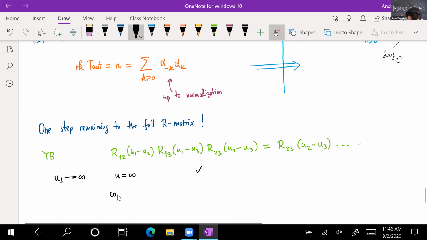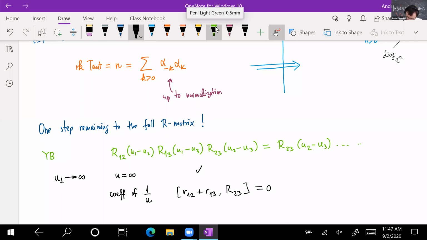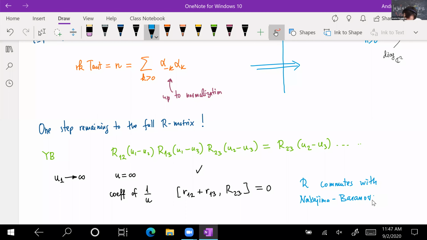Then you take the coefficient of 1 over u. What would that say? The coefficient of 1 over u gives a useful equation, which we already know anyway. It says that R12 plus R13 commutes with R23. This says the R matrix commutes with the Nakajima-Baranovsky operators, which we knew anyway. We already argued the consequences of that in a whole class discussion.